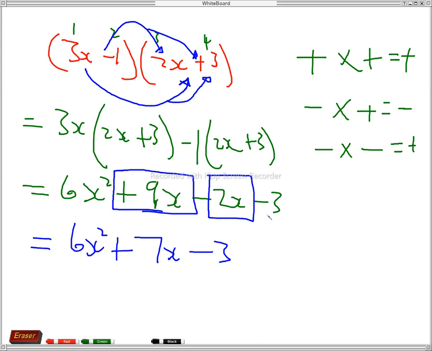With this question, you now know how to expand and simplify. This is how we can simplify this. They can also say factorize this, but we will look at that question later on.